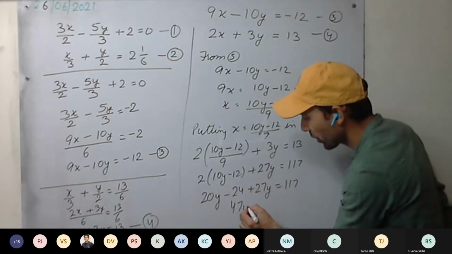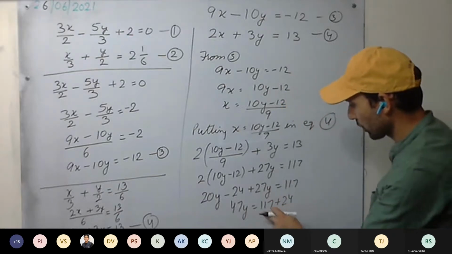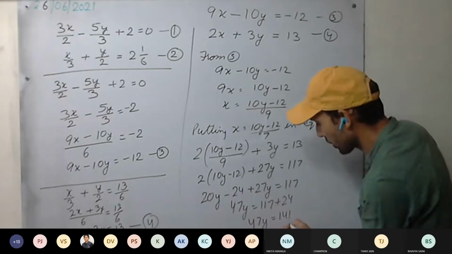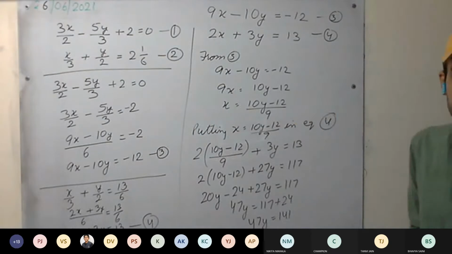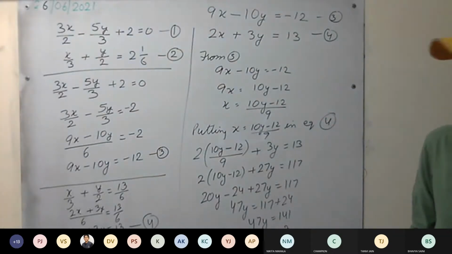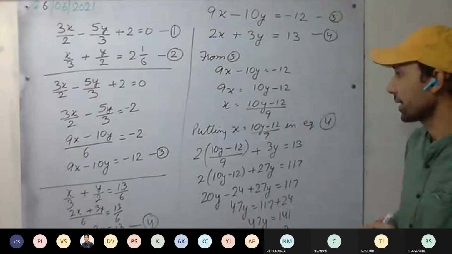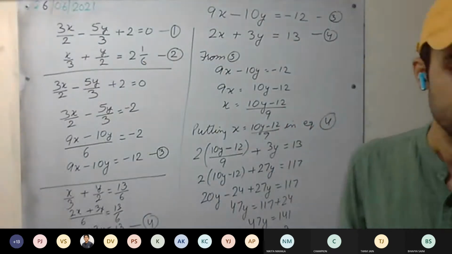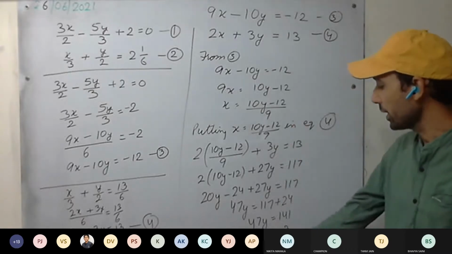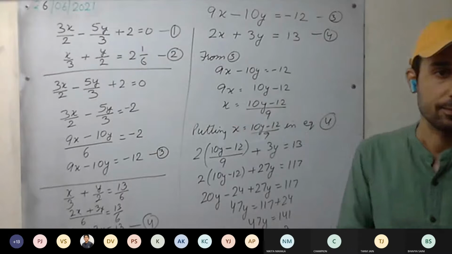It will be how much? 47y equal to 117 plus 24. It is 141. 47y equal to 141. Now you can do it. y equal to how much? What is the value of y? 3. Calculate the value of x. Put 3 here. 30 minus 12 and divide by 9. 18 by 9, 2. Now calculate the value of x. Putting y equal to 3 in x equal to 10y minus 12 upon 9, calculate the value of x.